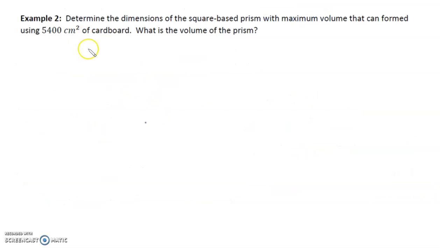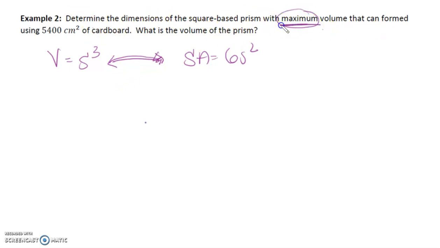Okay, example 2. This one is going to be backwards to what we were given in example 1. In example 1, we were given the volume. So I'll write down the formula for volume, S cubed, and then the surface area is 6S squared. We were given the volume and we had to go to surface area. This time, we're given the surface area and we have to go to volume. So determine the dimensions of the square-based prism with maximum volume. As soon as you see maximum, optimum, least, we're using these two equations.